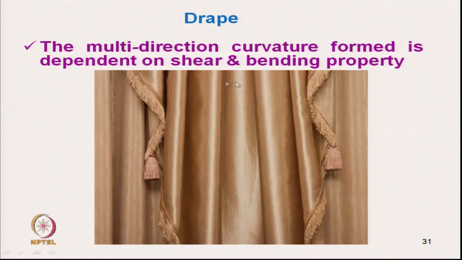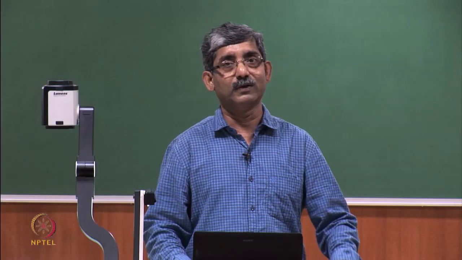Drape is a multi-directional curvature which is formed, and it depends on shear and bending property. If we take these two properties together, then it forms a drape, and it shows how pleasant the fall of the fabric will be.